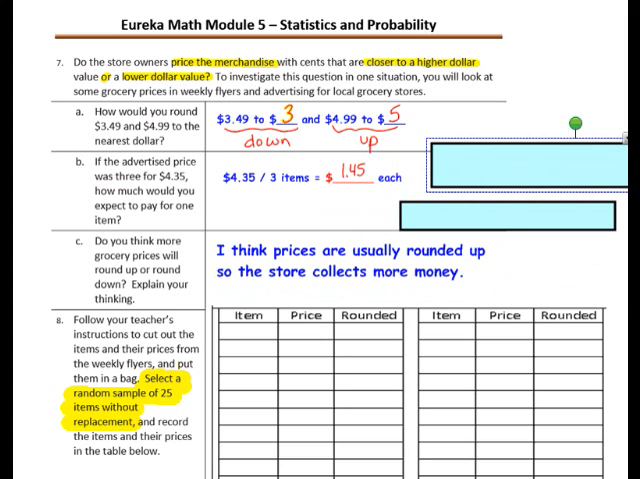I believe that prices are usually rounded up so that the store collects more money.